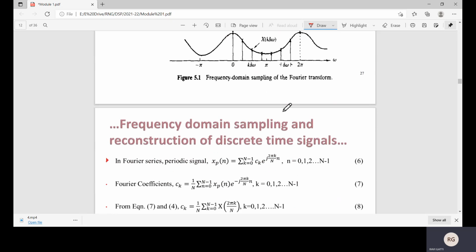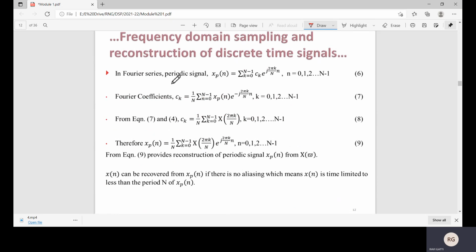And for this xp of n, we have done a Fourier series analysis. Since it is a periodic signal, we can represent this xp of n in terms of Fourier series, where the coefficient c of k can be written as 1 by N summation n equal to 0 to N minus 1 xp of n into e power minus j 2 pi k n by N. And if you correlate this expression with the earlier expressions, we can say that ck is nothing but the Fourier transformed signal, that is, a discrete version of your X of omega.